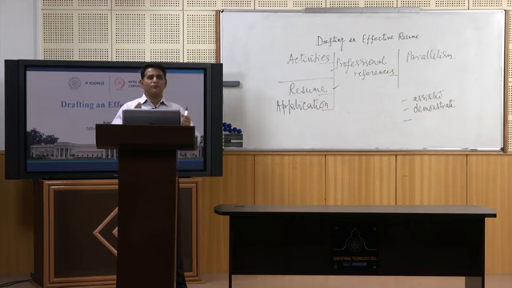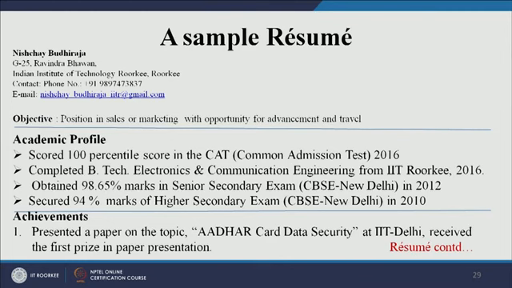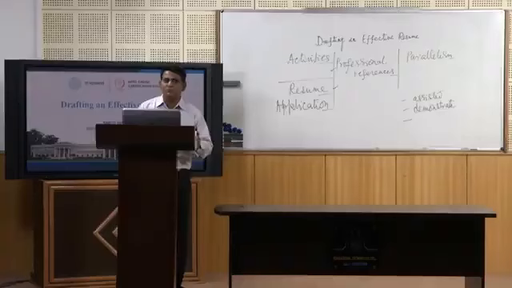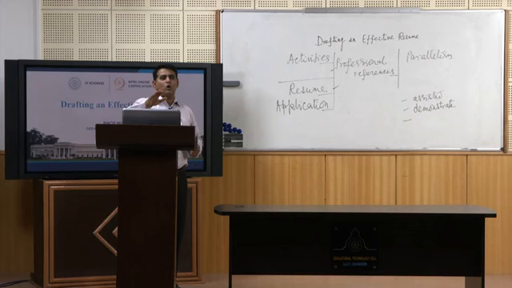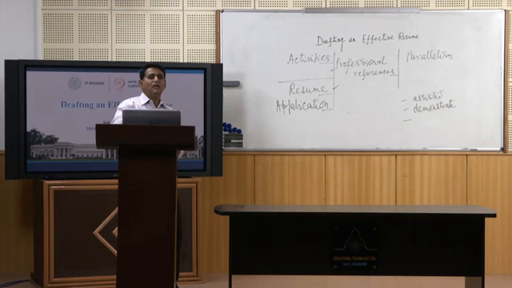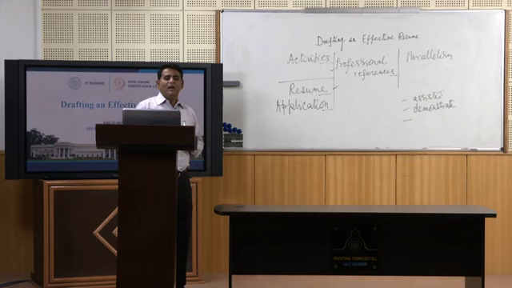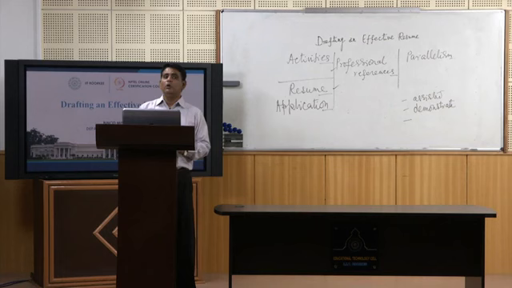And here you see the objective that he has given: position in sales or marketing with opportunity for advancement and travel, meaning thereby he is giving them the clue that he can travel also. He is not confined to the office job. So naturally he provides some room to the recruiters, and then he mentions his academic profile. You will find in all these the use of action verbs, and the use of past tense: scored 100 percentile, completed BTech, obtained, secured. These are the terms which ensure that he has taken extra care to draft this resume.